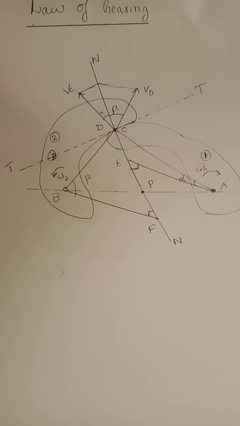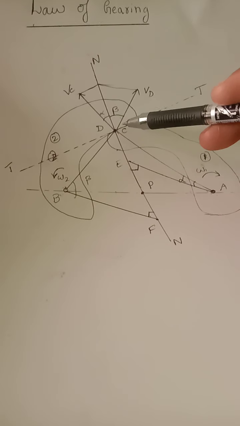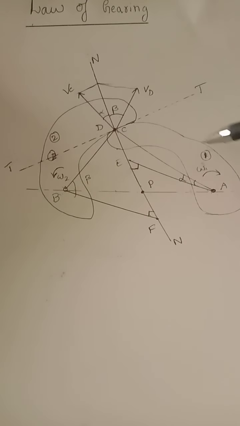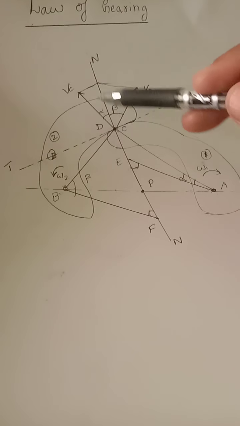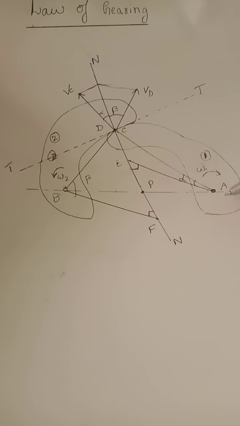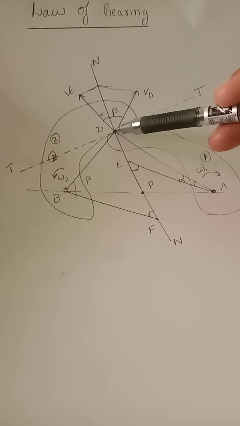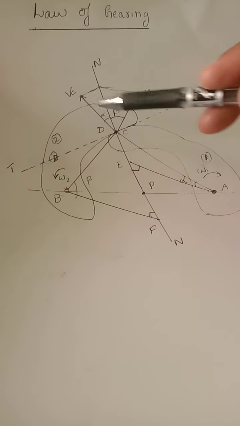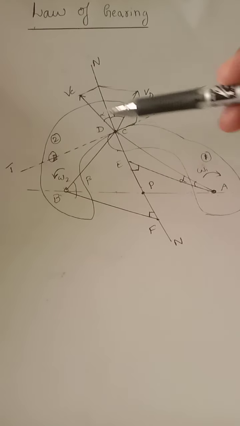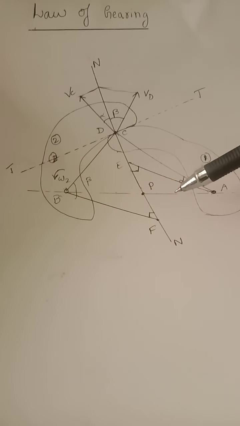Okay, now if you consider C with respect to gear 1, then we have velocity of C in this direction, since it is rotating with angular velocity omega 1 in the clockwise direction. So what will be the velocity of point C when we consider only this gear? It will be along VC. The direction is VC. The velocity of point C will be along VC.